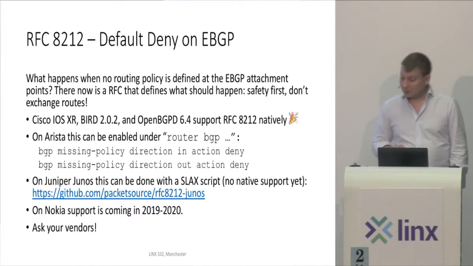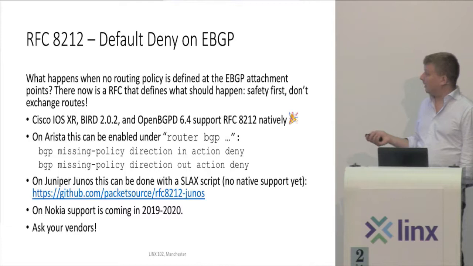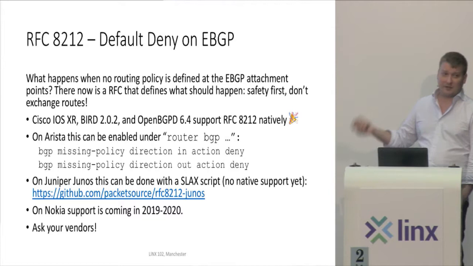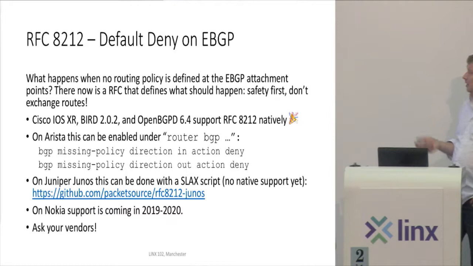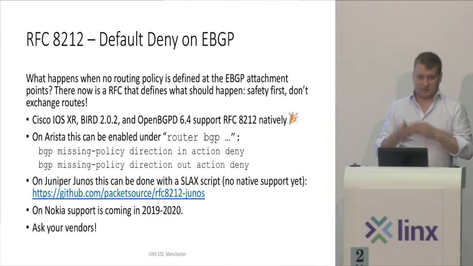So in terms of progress, IOS XR, BIRD, and OpenBGPD support this RFC. They have safe, sane behavior. On Arista, you can emulate the behavior by typing in these two lines, but it's not the default out of the box. On Junos, you can use a Slax script to emulate the behavior, but again, that doesn't exist out of the box. And Nokia is planning on support for 2019-2020-ish timeframe. So my ask to you would be, ask your vendors, specifically Junos and Arista, to implement support for this RFC.